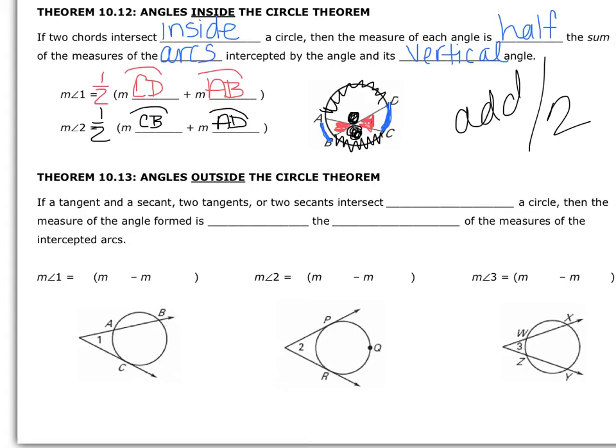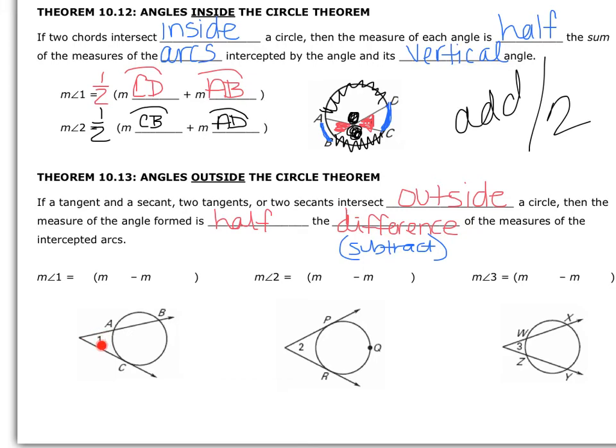So basically, if the vertex is outside of the circle, so if they intersect outside a circle, then the measure of the angle formed is half the difference of the measures of the intercepted arcs. So again, you're going to take half of the difference. Remember, difference means you're going to subtract. So inside the circle, you add and divide by 2. Outside of the circle, we're going to subtract and divide by 2.